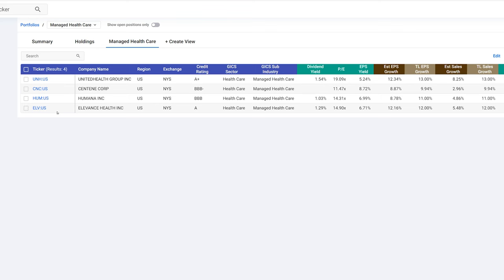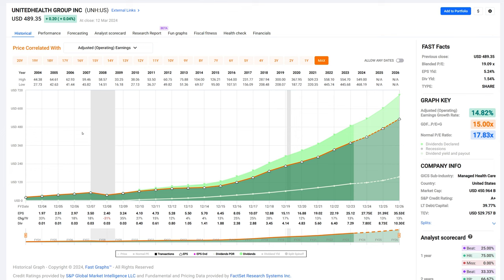Let's start by looking at United Healthcare first. The reason I want to look at United Healthcare first is, besides the fact that they're the largest and perhaps the highest quality, I want you to look at the operating earnings per share of this company. One of the great benefits of FASTgraphs is that it really gives you a lot of insight into how the company that you are going to invest in has really been managed over time.